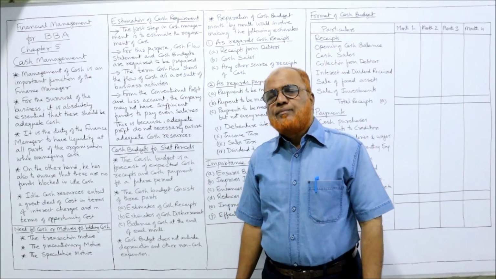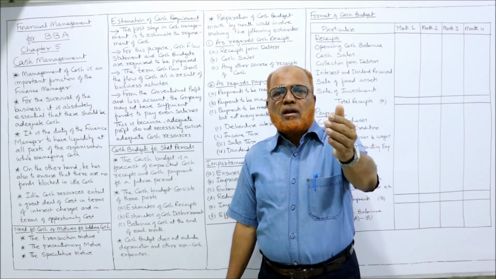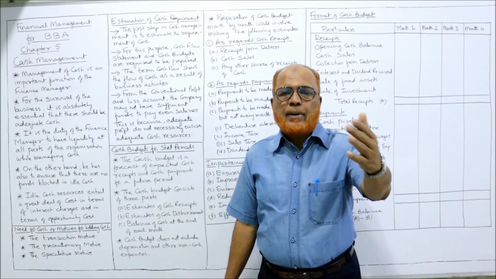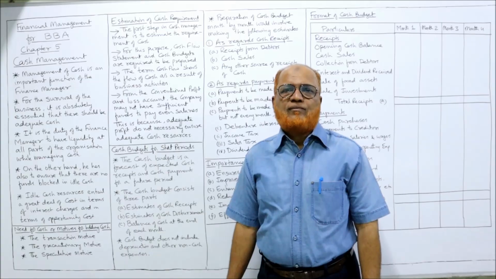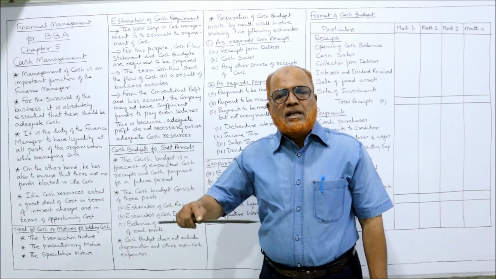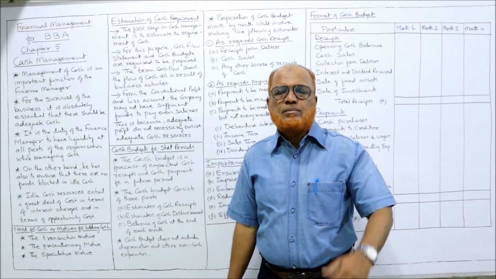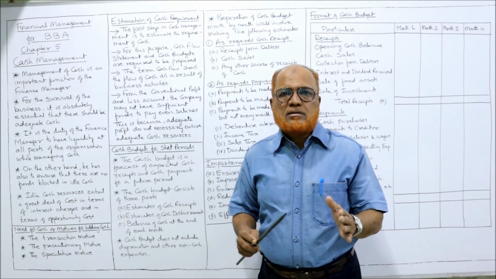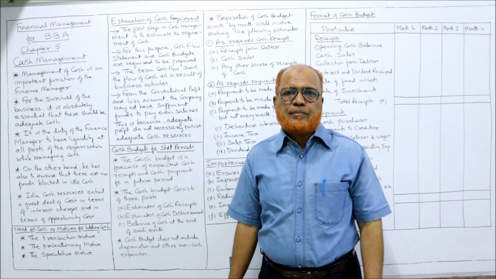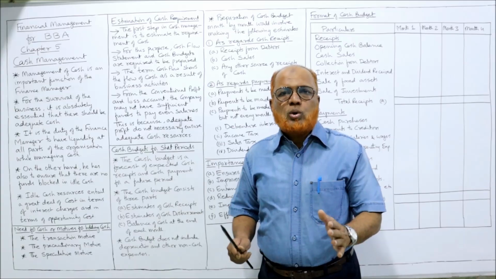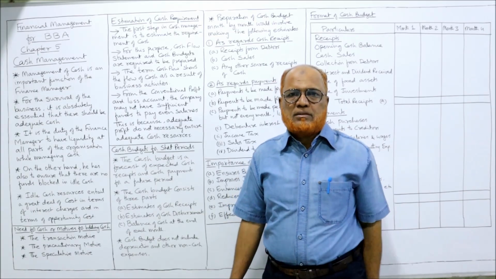So what is cash budget? Cash budget is a statement which shows the receipts of cash and payments of cash during a future period of time. That means in the next 3 months, next 4 months or next 6 months, what are the expected receipts and what are the expected payments. So this cash budget shows the expected receipts and expected payments month by month.